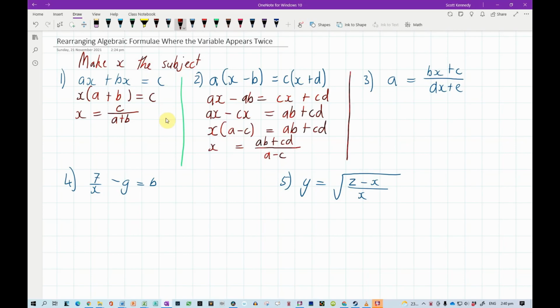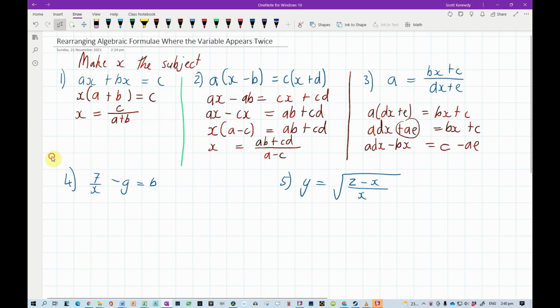What we're trying to do here, the first step is to multiply the left-hand side by dx plus e, and that will be equal to bx plus c, because we're multiplying both sides by that dx plus e. Now I'm going to expand that bracket again, so I get adx plus ae is equal to bx plus c. I'm going to again get my x's across to the left-hand side, so I get adx minus bx. I'm going to pull this ae across to the other side by subtracting it, so I'll get c minus ae.